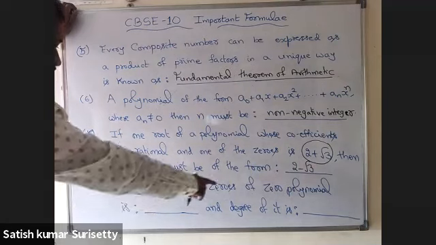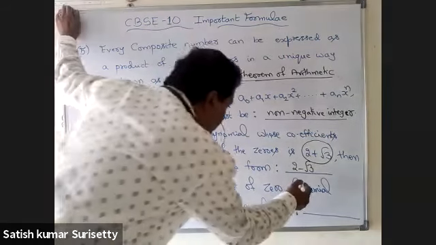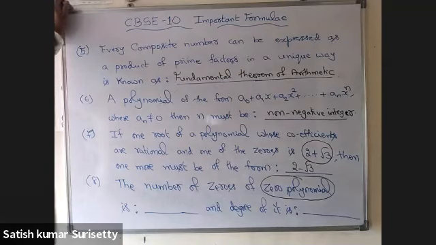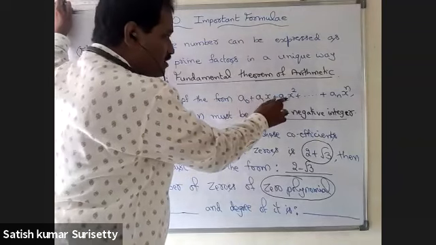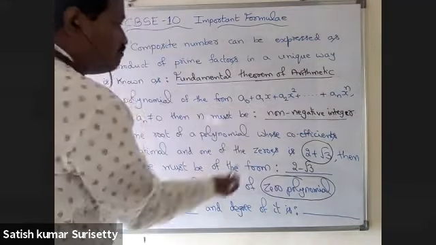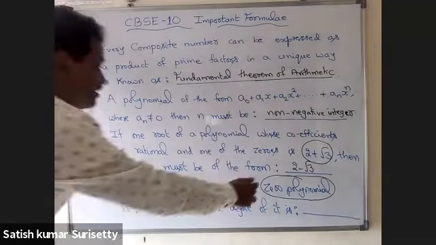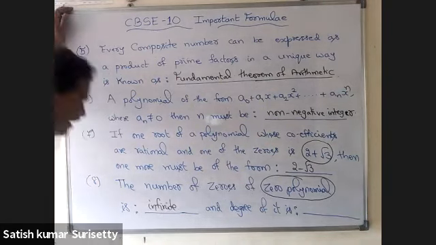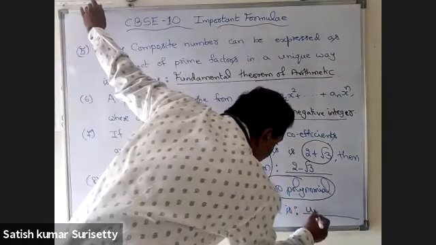Next, one more. The number of zeros of zero polynomial is. First, think of what is meant by a zero polynomial. The meaning of zero polynomial is all the coefficients must be 0. That means a0 must be 0, a1 must be 0, a2 must be 0. When all the coefficients are 0, whatever the x value, if you substitute, it will become 0 only. That is, the number of zeros will be infinite. And what about the degree of it? The degree of it is not defined, or undefined.